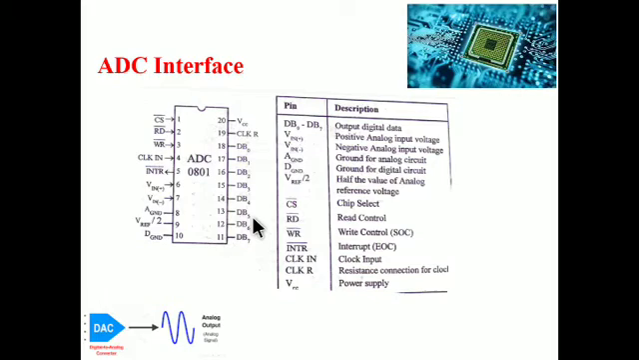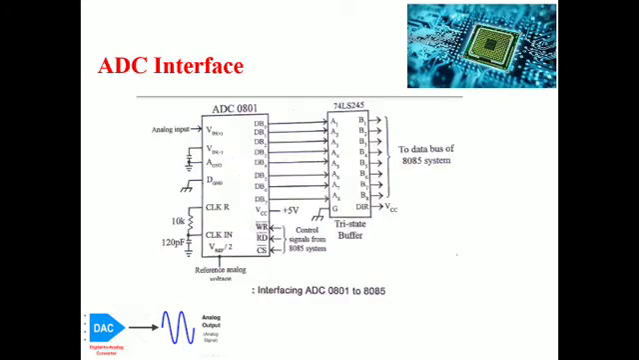When the analog signal is single-ended positive, then Vin positive is used as the input and Vin negative is grounded. When the analog signal is single-ended negative, then Vin negative is used as the input and Vin positive is grounded. In this way we are going to interface. A typical circuit diagram for this interface is shown in this slide. The ADC is connected to the system bus through the tri-state buffer, the 74LS245.